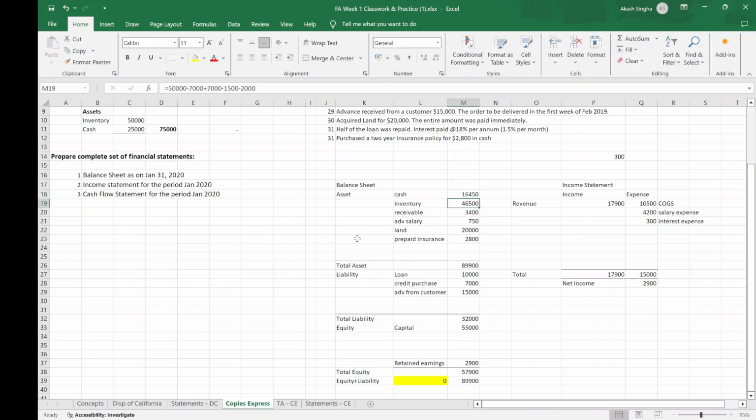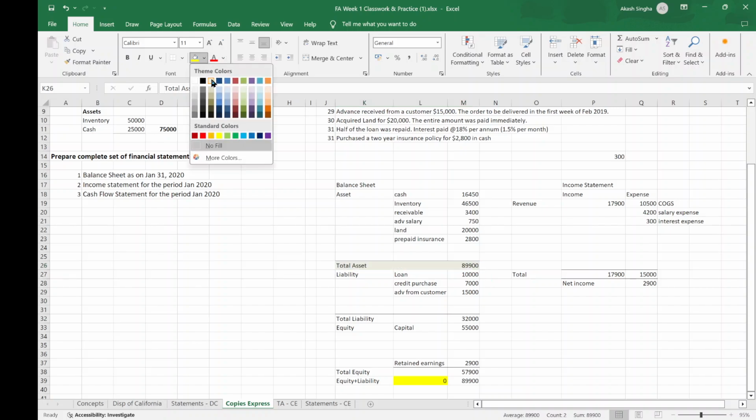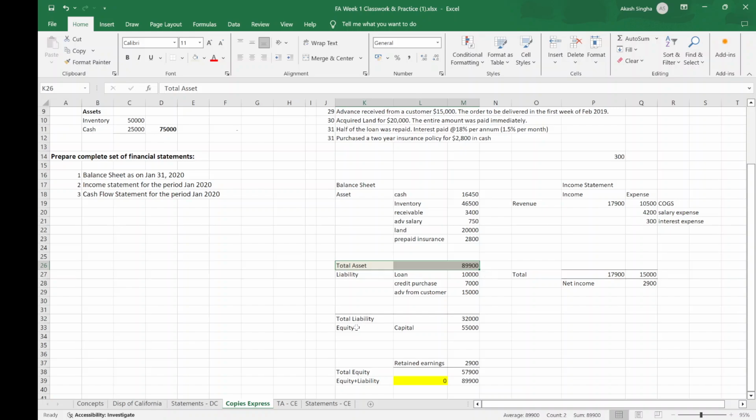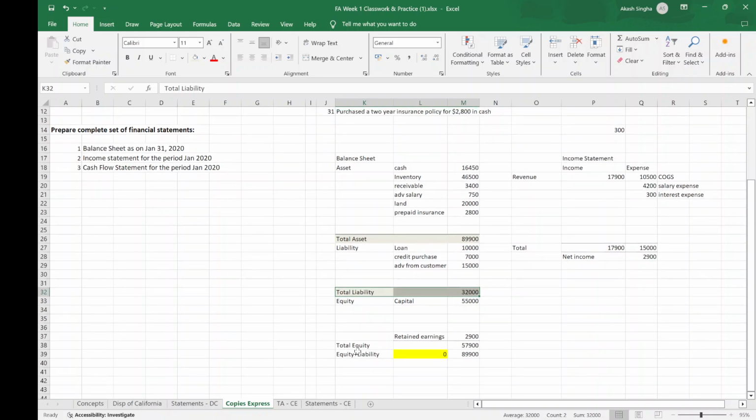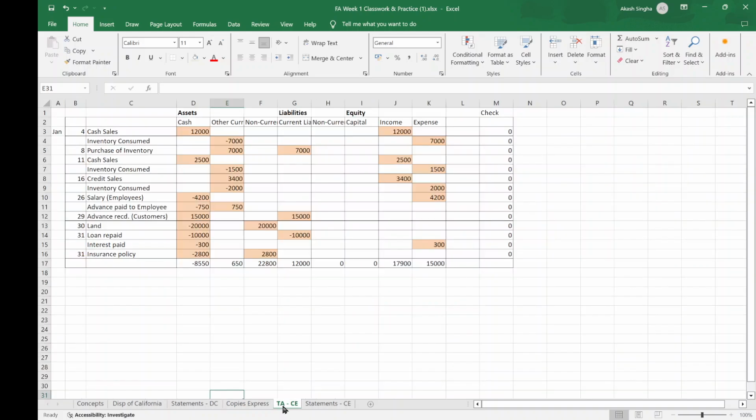So this is the total asset. This is the total liability. The total equity. Check is zero. Net income is 2900. So let's check if we have done it correctly. Net income seems fine.